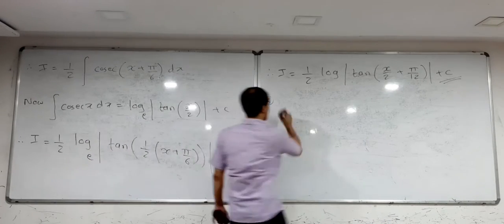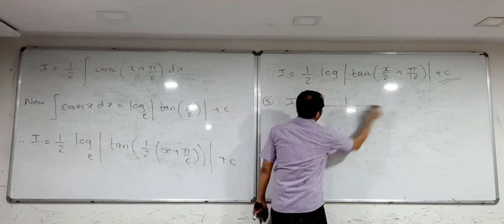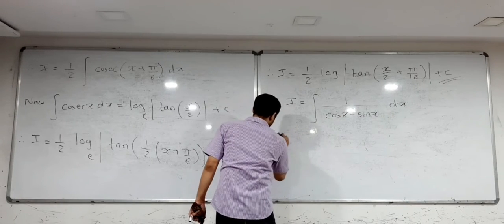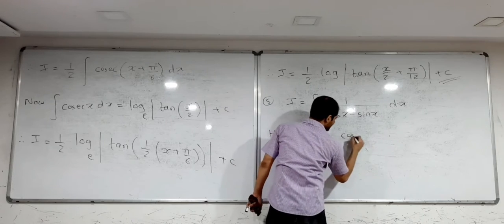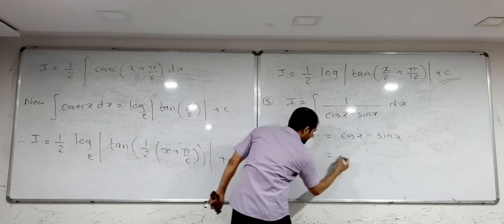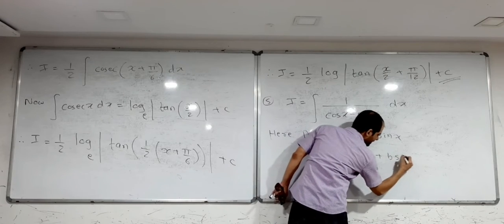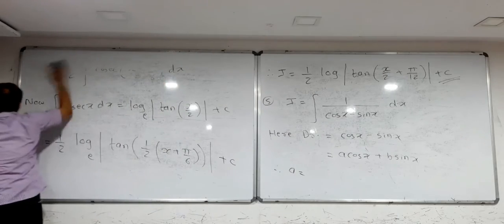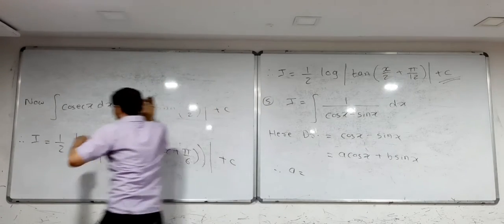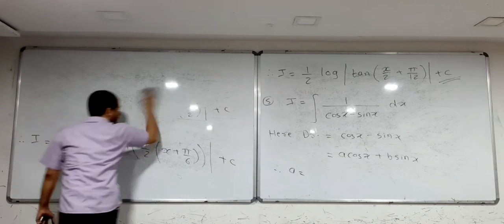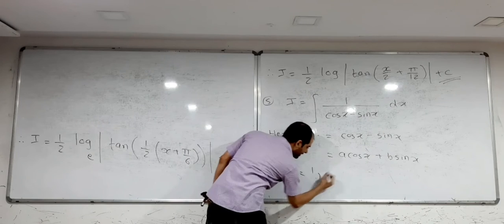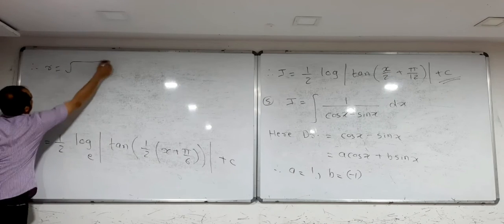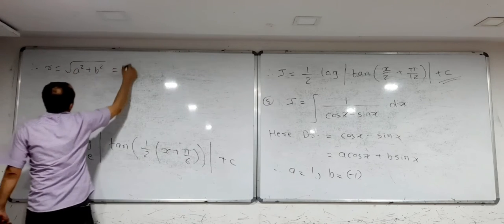I is integration of 1 upon cos x minus sin x dx. So the denominator here is cos x minus sin x. The coefficient a is the coefficient of cos x, which is 1, and b is the coefficient of sin x along with the sign, so b will be -1. Therefore a is 1, b is -1.